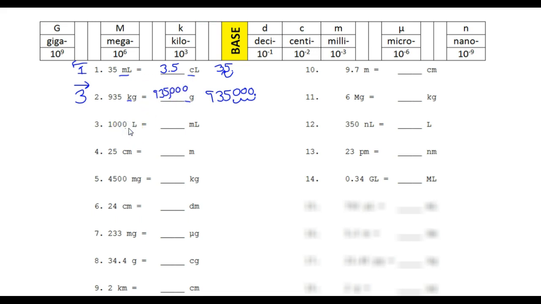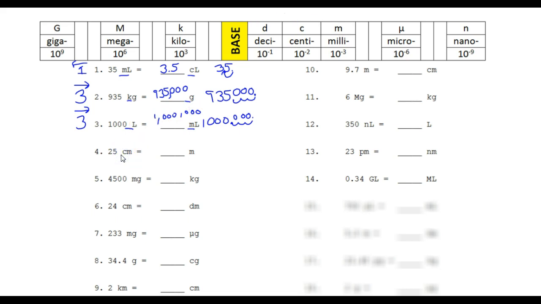Next one, I'm going from base to milli. Remember, if there is no prefix, it's base. So 1,000 liters to milliliters. 1, 2, 3 to the right, going from base to milli. So that's 1,000 and I'm going to add 3 more zeros, which is going to work out to be 1 million milliliters.